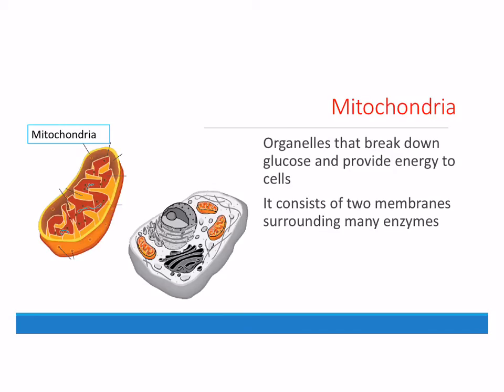Now, a very important structure in eukaryotic cells is the mitochondria. It's pictured here, and you can see it here inside a cell. These are organelles that break down glucose, sugar, and provide energy. It actually has two membranes, an outer membrane and an inner folded membrane. And inside there are many enzymes that are involved with providing energy for the cell. All cells need energy, and they have the mitochondria to get their energy.